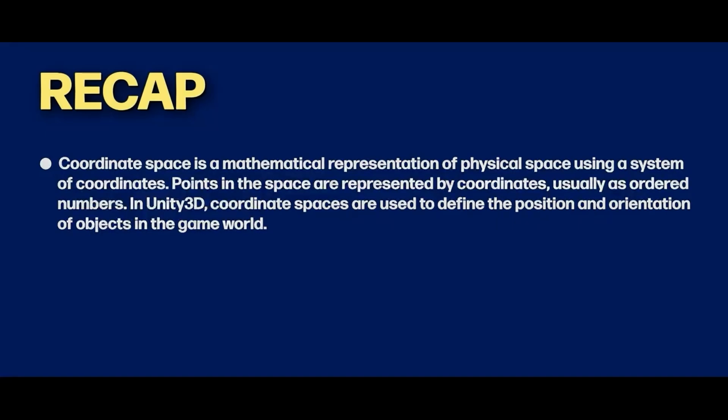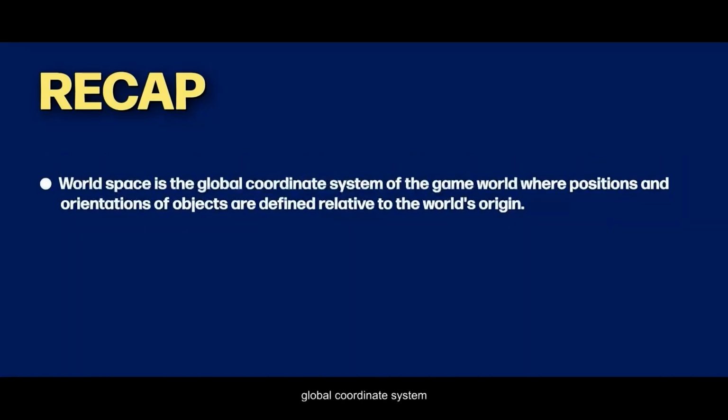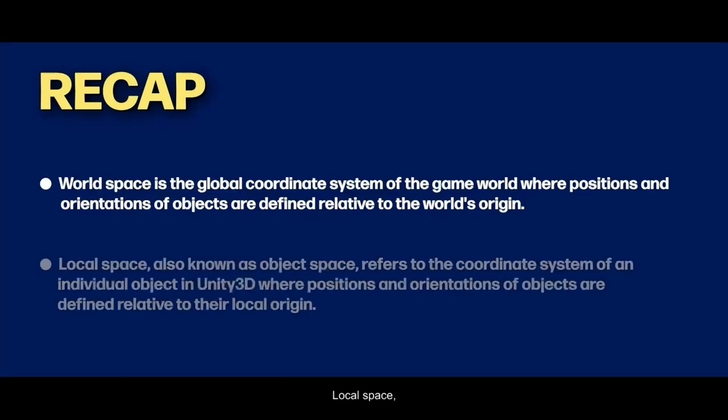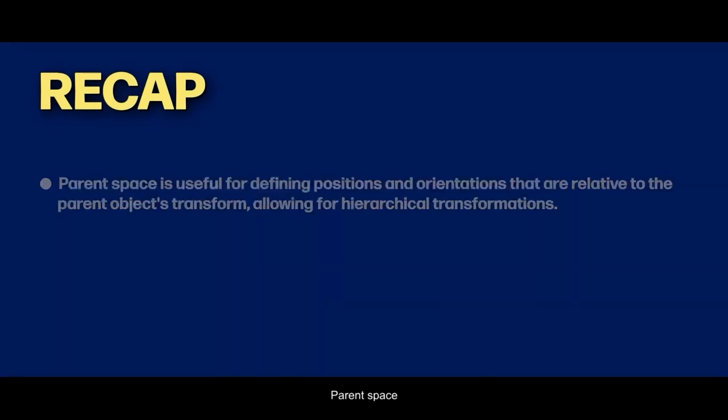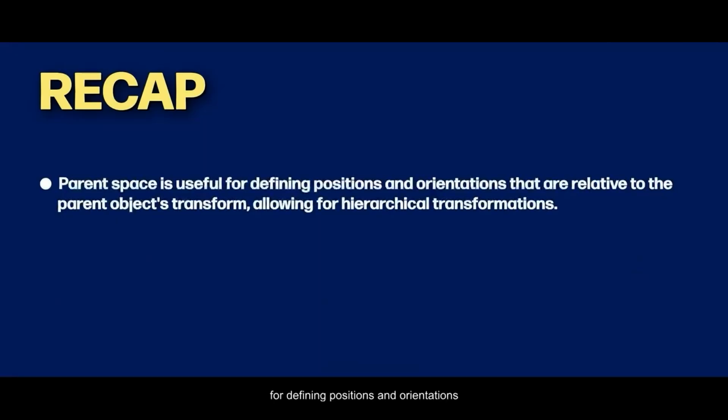World space is the global coordinate system of the game world where positions and orientations of objects are defined relative to the world's origin. Local space refers to the coordinate system of any individual object where positions and orientations of objects are defined relative to their local origin. Parent space is useful for defining positions and orientations that are relative to the parent object's transform, allowing for hierarchical transformations.